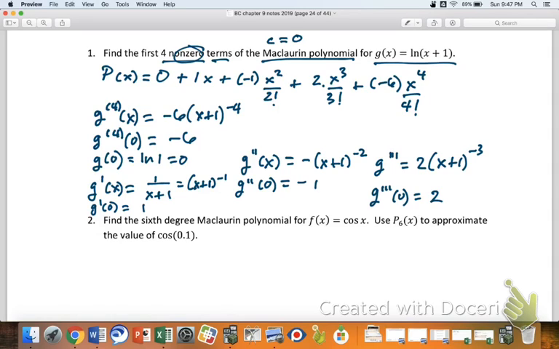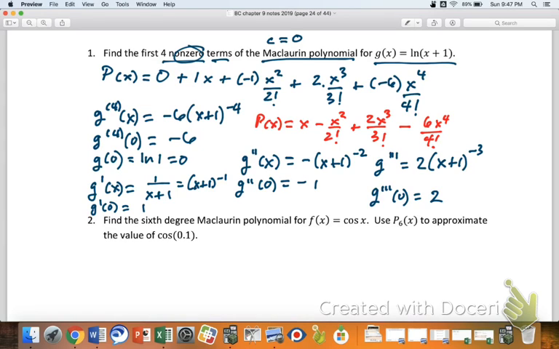Of course, this is not simplified. We could clean this up a bit. I'll just come down here. I'll write this in a different color, so maybe it'll jump out a little bit. This would be p of x then equals x minus x squared over 2 factorial plus, I'll just write it as 2x cubed over 3 factorial. And that would be minus 6x to the 4th over 4 factorial. Clearly there are some cancelings I could do with the factorials and the 2 and the 6, but I'm just going to leave that alone for the moment.